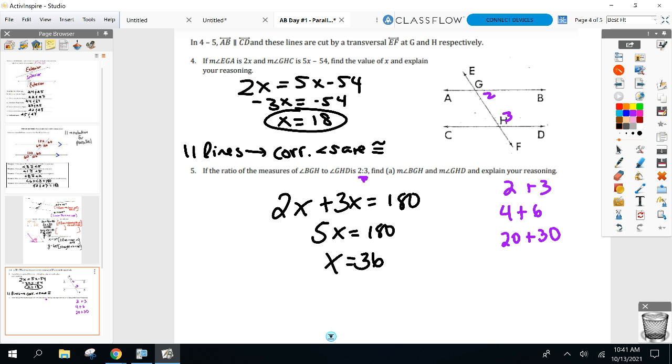What do I need to do? x isn't good enough. Go back and find the angles now. You know, x is 36, what I'm multiplying by. Now go back and find them. Measure of angle BGH. Measure of angle GHD.